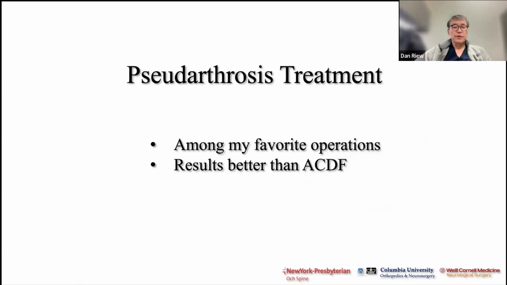I love treating pseudoarthrosis because, number one, if the other doctors haven't been able to diagnose it, and I diagnose it, my patients who come to me and I say, you have a non-union, they thank me because they say, the other doctors couldn't figure this out.